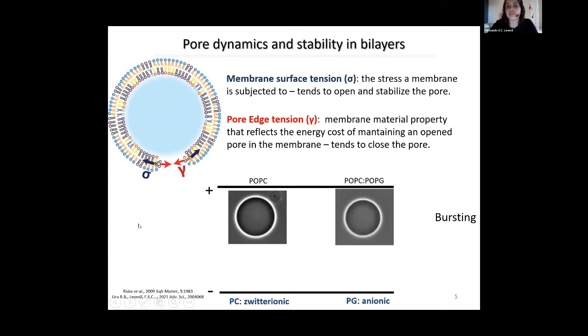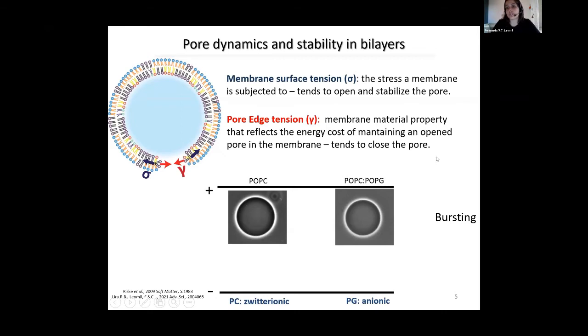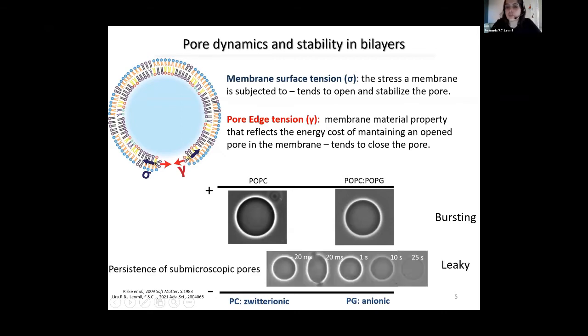But the idea is that for POPC membranes, the pores are completely resealed after the application of the pulse. However, when we have POPG in the membrane, which is an anionic lipid, the bilayer completely disrupts through the indefinite opening of the pore, leading to a phenomenon that we call bursting. Also, in those cases, some GUVs that apparently restored their integrity remain in a leaky state, revealing the persistence of submicroscopic pores even for some minutes after the end of the pulse.